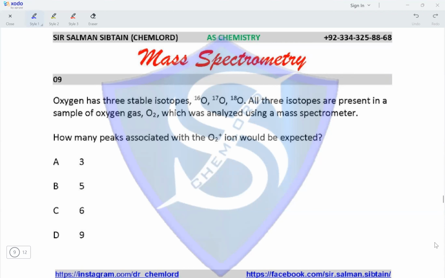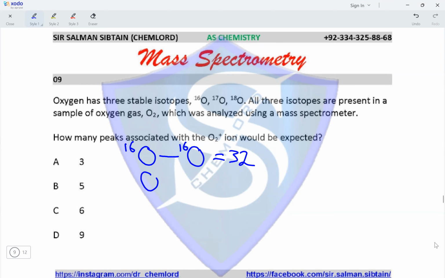Question 9. Oxygen has three stable isotopes, O-16, O-17, and O-18. All three isotopes are present in a sample of oxygen gas, which was analyzed using a mass spectrometer. How many peaks associated with the O2 positive ion would be expected? So, in an O2 positive molecular ion, there are two oxygen isotopes present. If we see which isotopes are present, we will have a combination of the first isotope having O-16 and the other isotope also having a mass of O-16. So in total, a mass of 32 for the molecular ion.